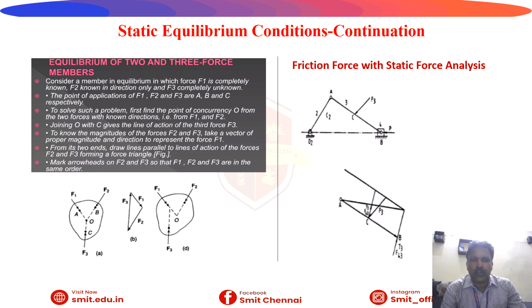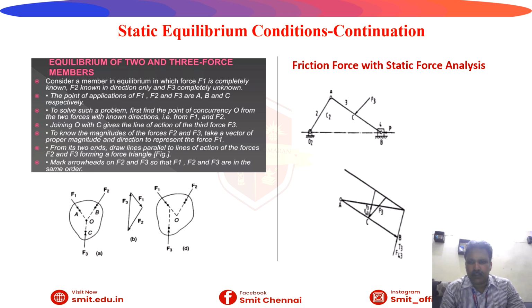To know the magnitude of the forces F2 and F3, take the vector of proper magnitude and direction to represent the force F1. From these two ends, draw lines parallel to the lines of action of the forces F2 and F3, forming the force triangle. This is the polygon. Make arrowheads on F2, F3 so that F1, F2 and F3 are in the same order.